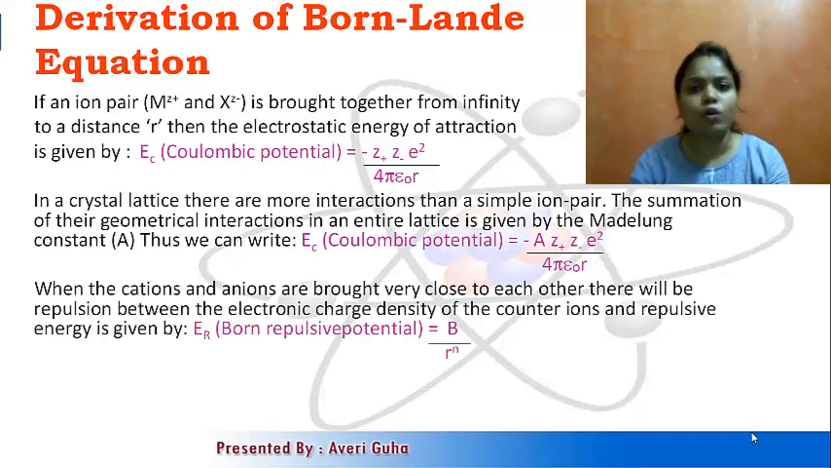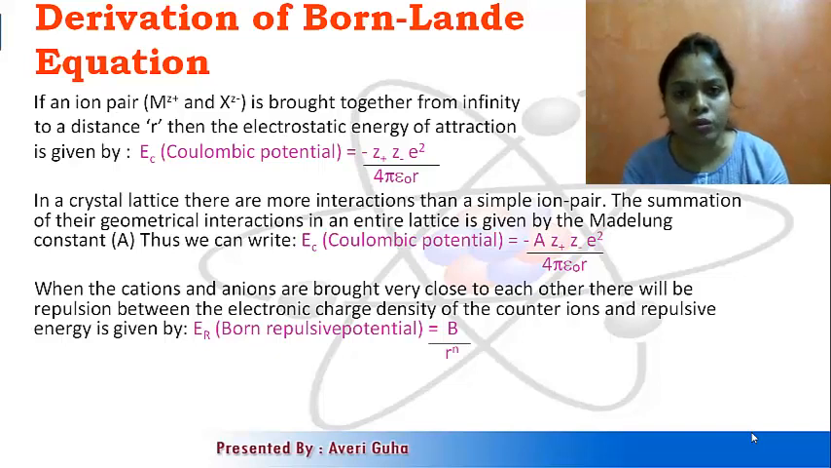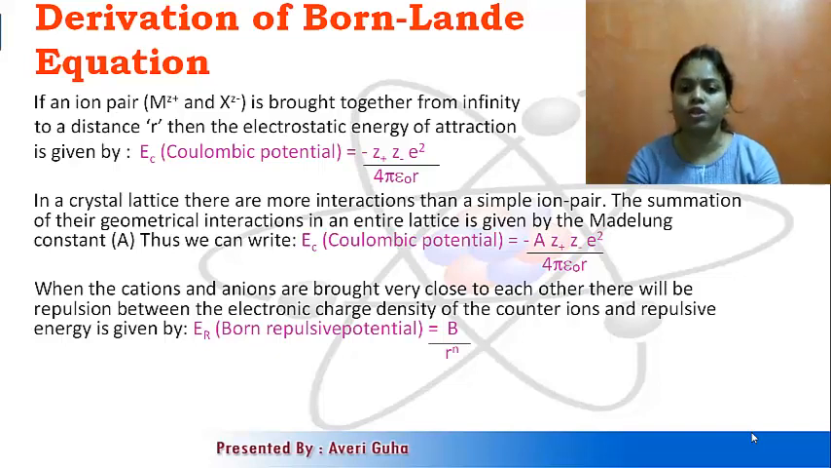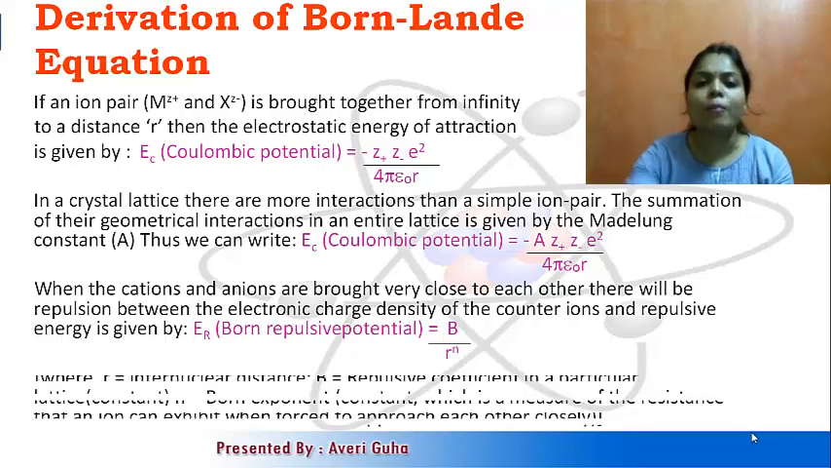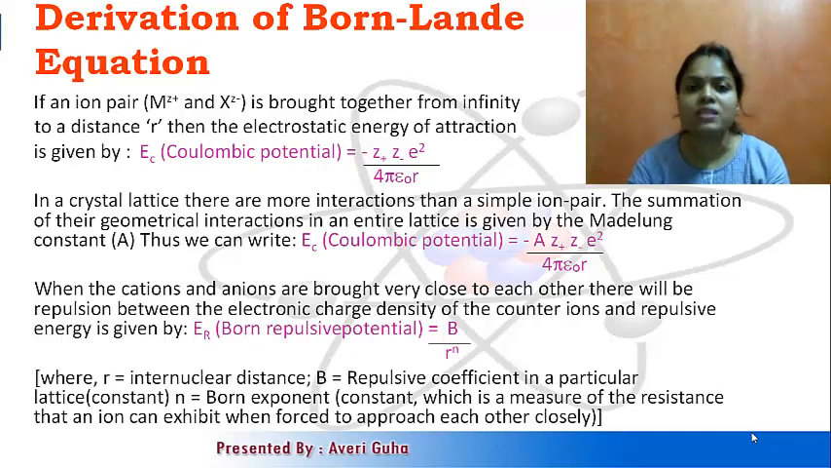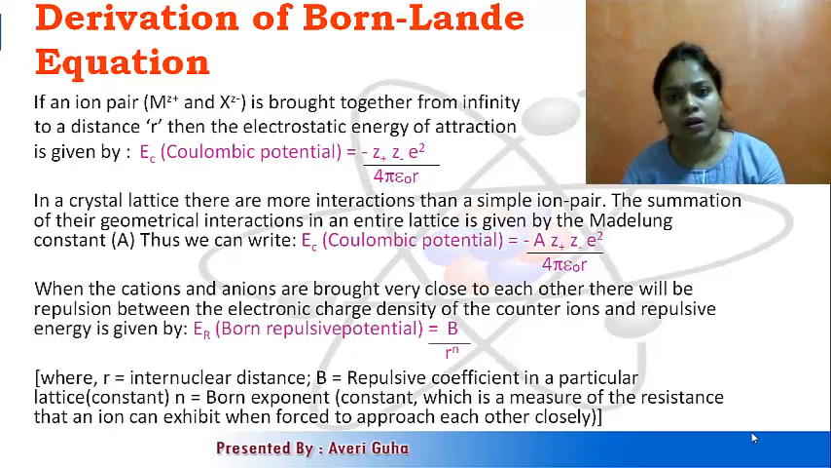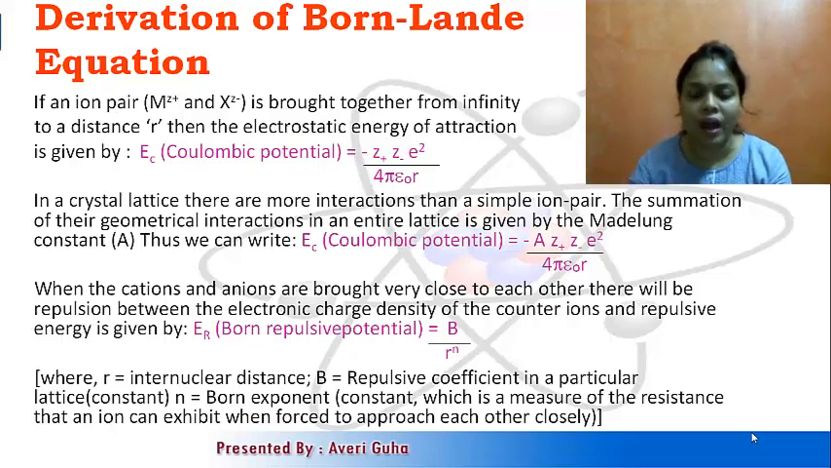Now we already know that Born suggested that there must be a repulsive potential too, and it is given by the equation capital B by R to the power n, where B is called the repulsive coefficient in a particular lattice, and it is also constant, and n is called the Born exponent factor. We will see in our later slide where this n is coming from, and how it is related to a particular element, or particular ion.